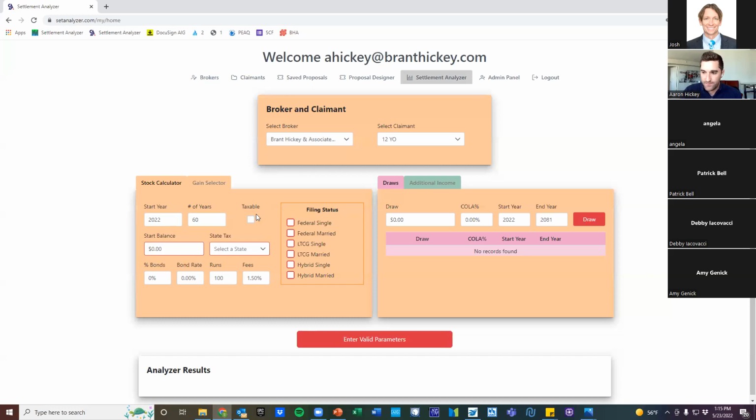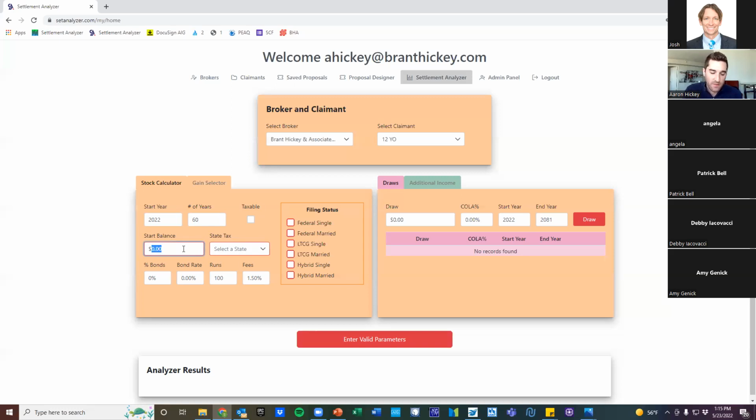Next is the taxable button. The taxable button is only selected for non-qualified cases. And we'll do an example. Our third example today is a non-qualified case, but I'll show you how that works. But for now, for a qualified case, leave that taxable unselected.